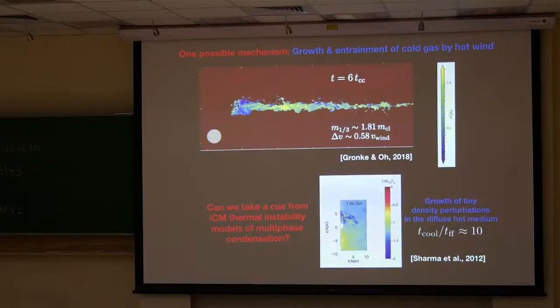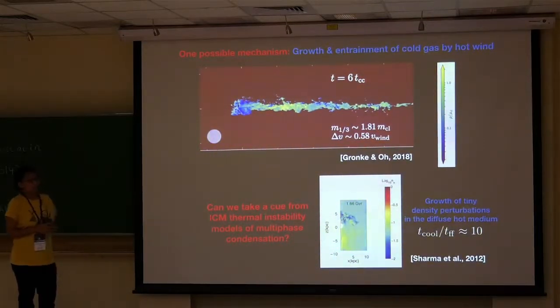Of course, one mechanism which has been discussed right from yesterday is that the hot wind is carrying cold. There is a coexistence of hot and cold clouds, hot wind and cold clouds. And as Pengo described, if the cloud crushing time is longer than the cooling time of the warm gas, then there will be cold gas formation. So this basically talks about the survival of cold gas in the hot winds.